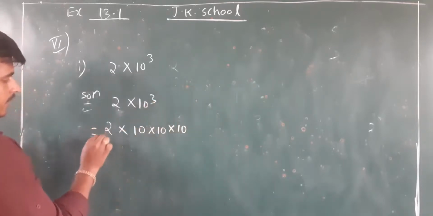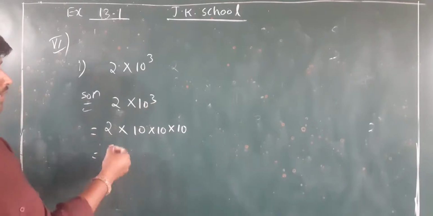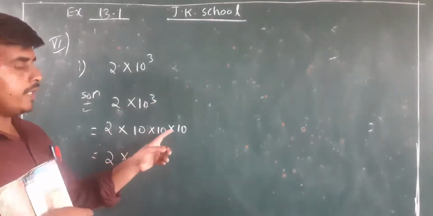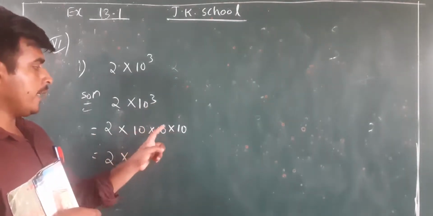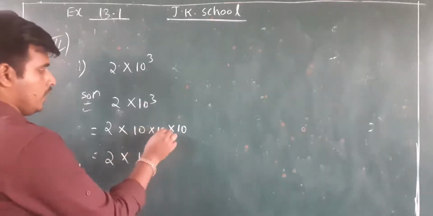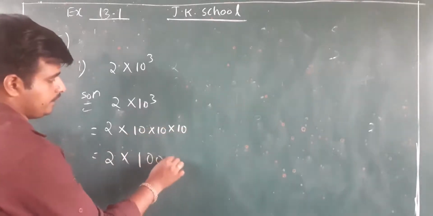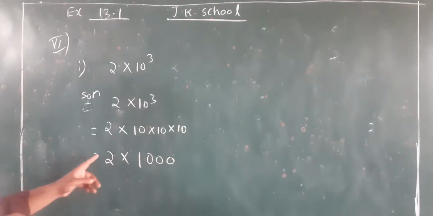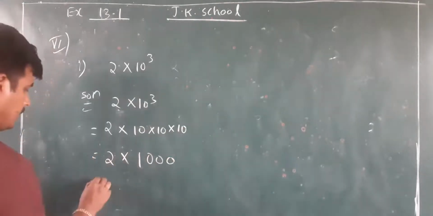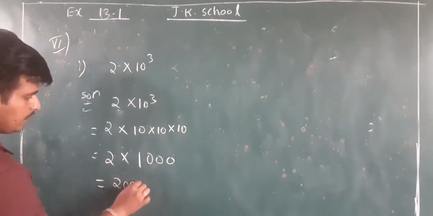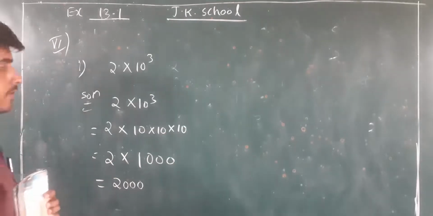The next step, 10 cube is 10 into 10 into 10, 1 into 1 into 1 is 1, and 3 zeros. 2 into 1000 will become 2000. That's it.